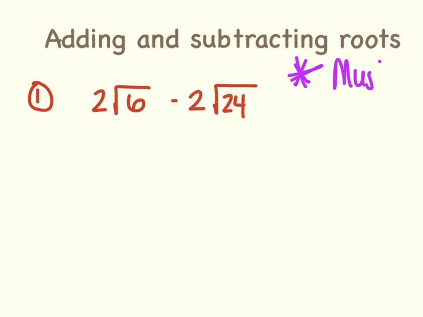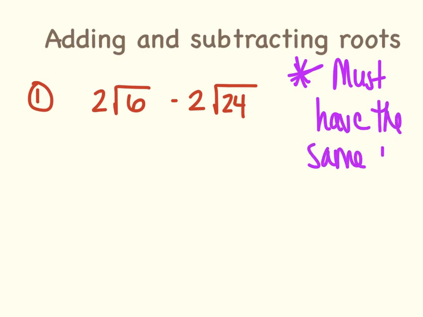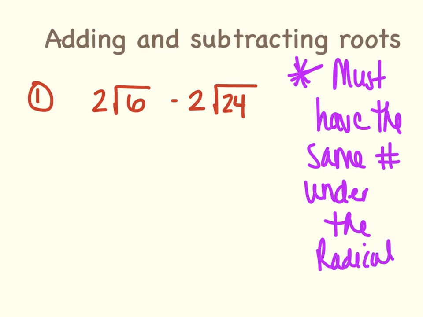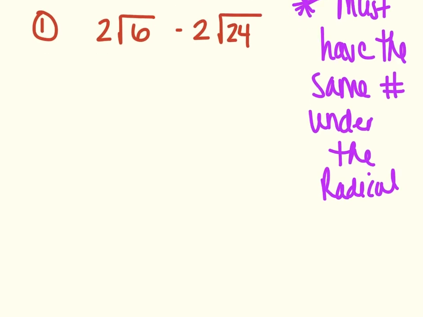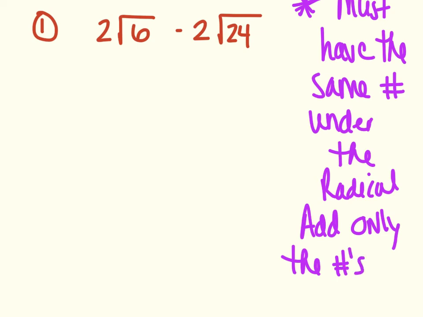You must have the same number under the radical to add and subtract. And then let's add only the numbers in front. Okay, so make sure that's starred, highlight that. You must have the same number under the radical, and then add only the numbers in front.